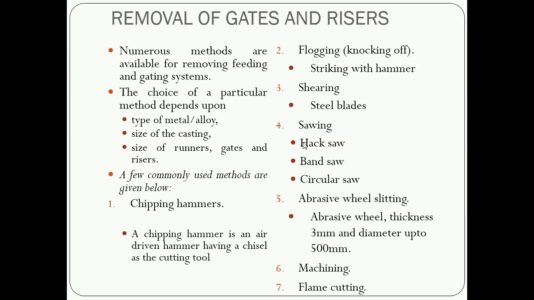Next is machining. By using conventional machine tools, that is a milling machine, shaper, planer, slotter machine, or lathe machine, you can cut the gates and risers. That is again one of the methods. Next is flame cutting. We can use gas cutting or plasma arc cutting for removal of the gates and risers. Just direct the flame on the surface of the gate or at the bottom of the riser for easy removal. All these are the various methods of removal of gates and risers from the casting, so that you get the casting for cleaning, inspection as well as heat treatment.